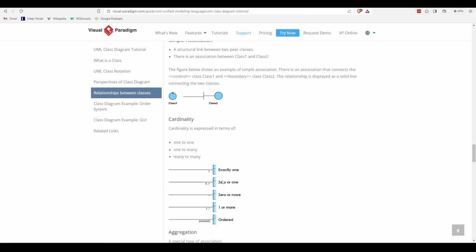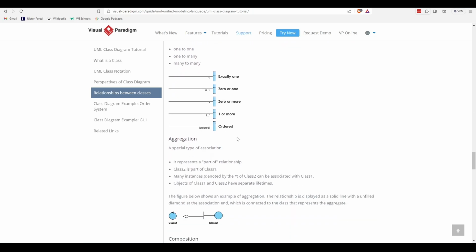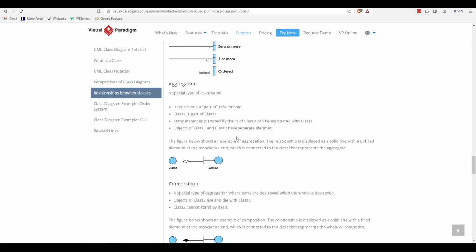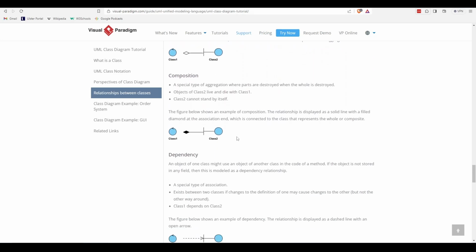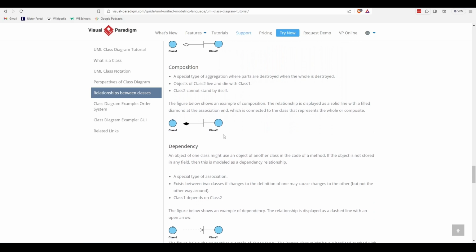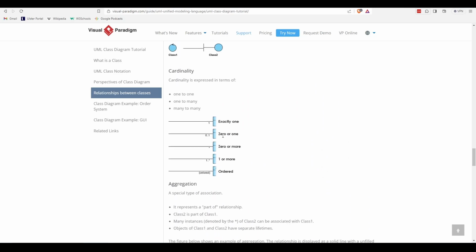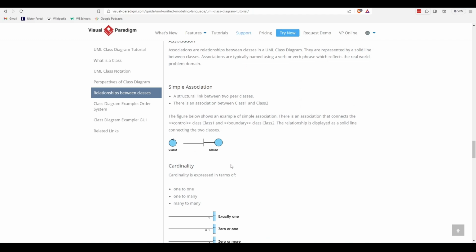Sometimes cardinality is good to know, just for when you're reading other people's class diagrams, but we probably won't be using it too much this semester. If you want, I'll put this link in the description, and you can go through the rest and see what other relationships there are, but for now I'm just going to leave it there to keep the video nice and short.